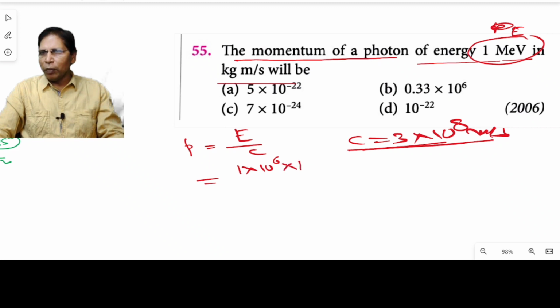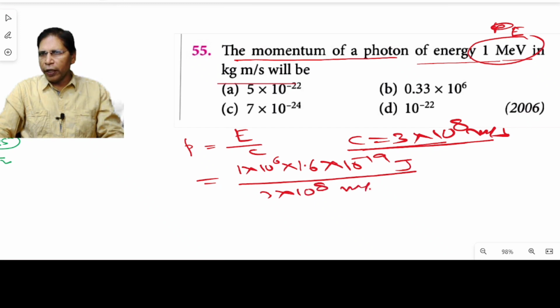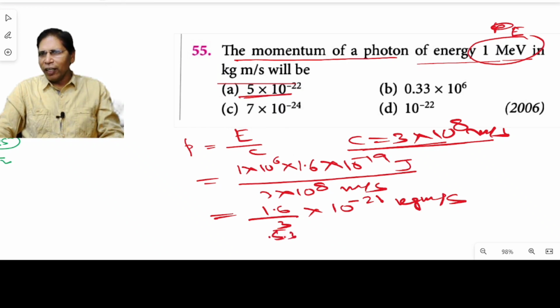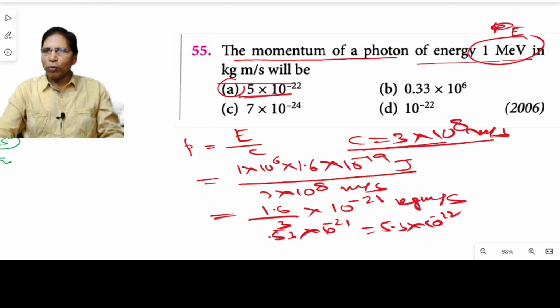Now if electron volt is converted to joule, this is 1.6 into 10 to the power minus 19 joule, and this is 3 into 10 to the power 8 meter per second. So this is 1.6 by 3 into 10 to the power minus 21 kg meter per second. Now look at this, this option is correct because here this is 0.53 into 10 to the power minus 21, so this is 5.3 into 10 to the power minus 22. So option A is correct.